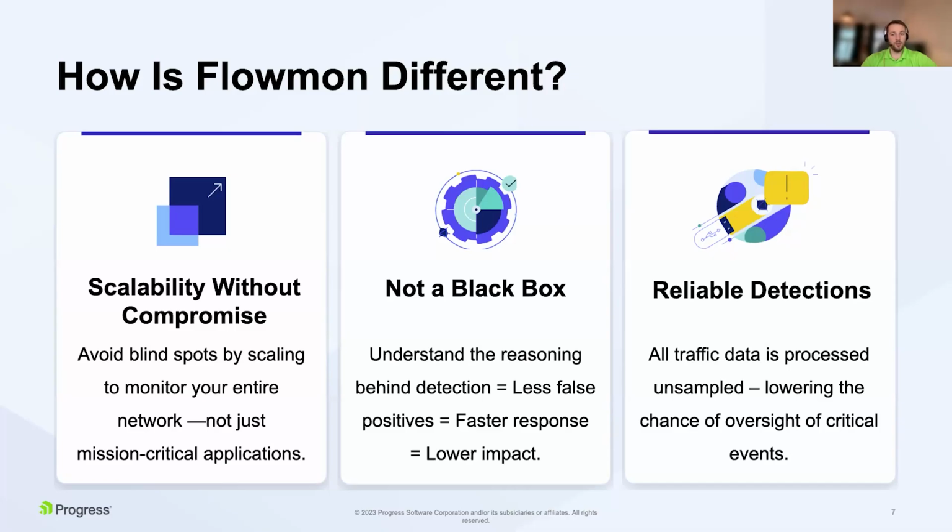And also with Flowmon, because we have the visibility into the network traffic, you can be sure that all data is processed, it's unsampled. Therefore, we're lowering the chance of oversight for critical events.